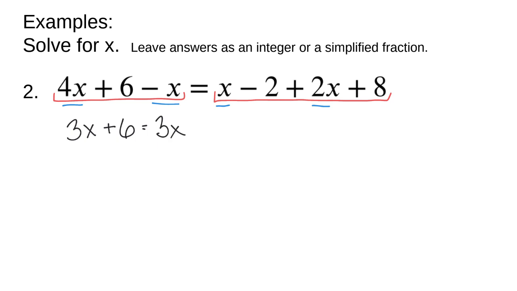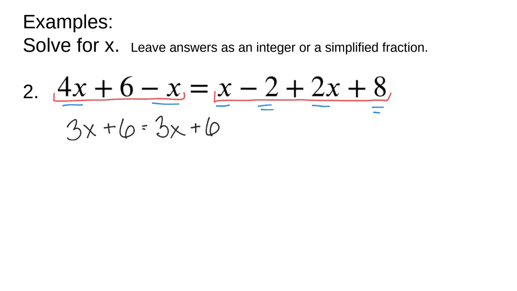We also have a negative 2 and a positive 8. Those are like terms, and they're on the same side, so we can just put them together. Negative 2 plus 8 is positive 6. So that's step 1. Get everybody that's on the same side that's like terms simplified and put them together.